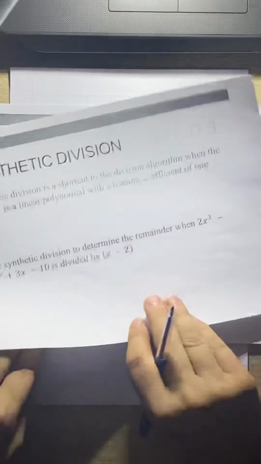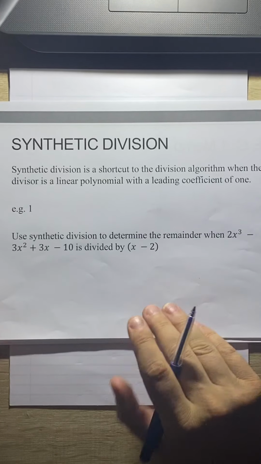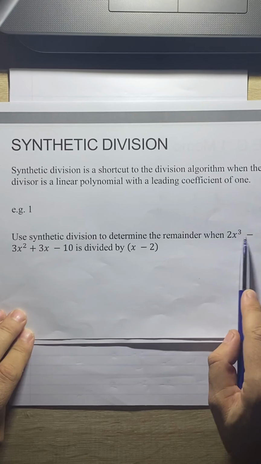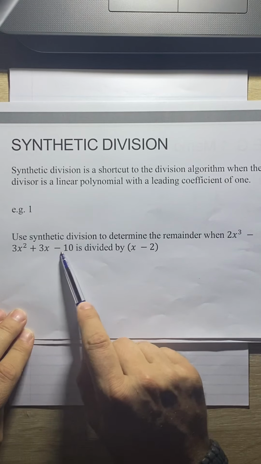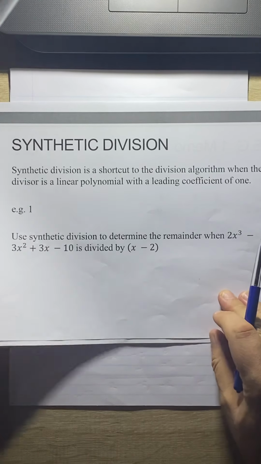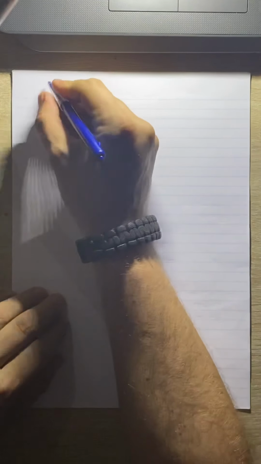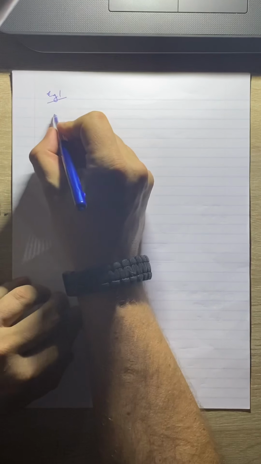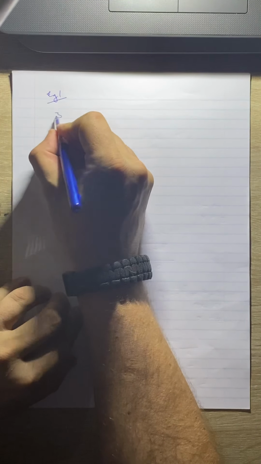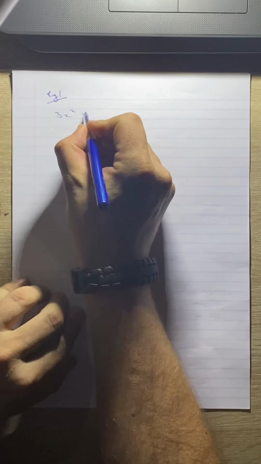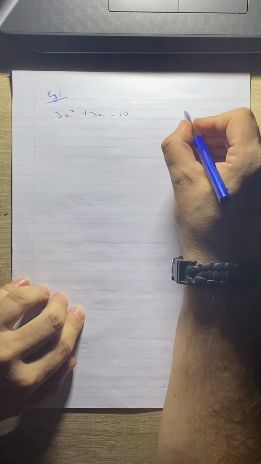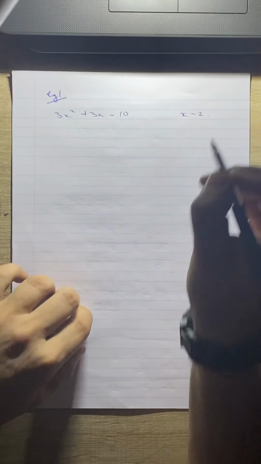So if we look at this first example over here, it says use synthetic division to determine the remainder when 2x cubed minus 3x squared plus 3x minus 10 is divided by x minus 2. All right, so I'm going to work through this example with you. So example 1. So we want to find what is the remainder when 2x cubed minus 3x squared plus 3x minus 10 is divided by this x minus 2.